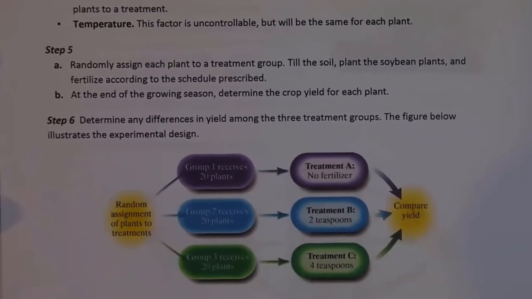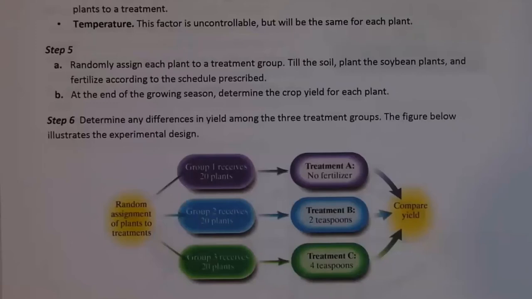Step 5, randomly assign each plant to a treatment group, till the soil, plant the soybean plants, and fertilize according to the schedule that we laid out. So again, 20 plants get no fertilizer, 20 plants get 2 teaspoons every 2 weeks, 20 plants get 4 teaspoons every 2 weeks. We're going to go through our process that we set up. And then B, at the end of the growing season, we're going to determine the crop yield of each plant. So all 60 plants, we're going to meticulously go through and determine how many soybeans we actually produced.